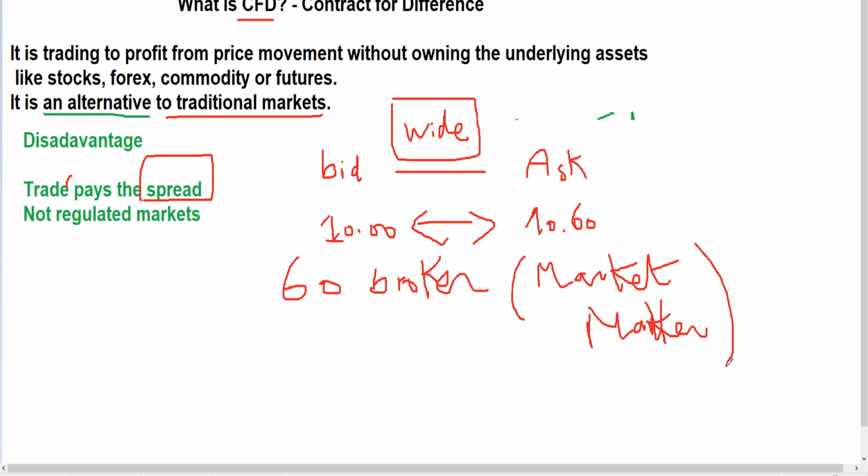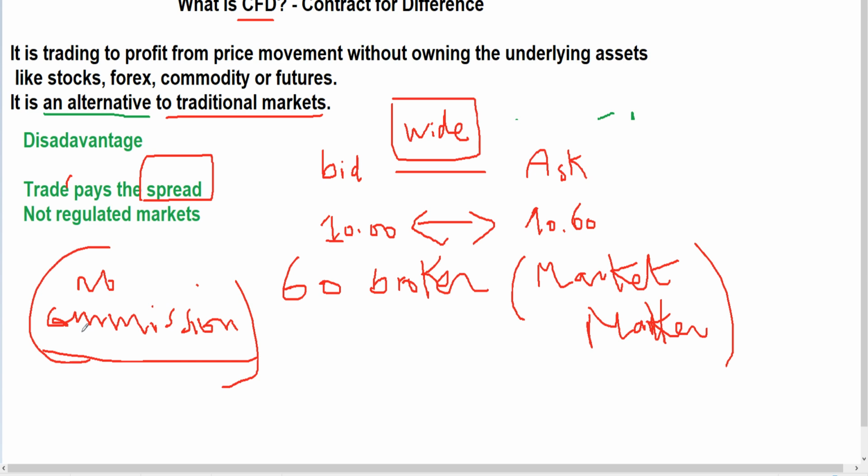So instead, the broker takes commission. Instead of taking commission, you will know how much he will take. Now, you give him permission, so there is no commission in CFD. So you will let him take this bid and ask. And this bid and ask is wide in CFD.